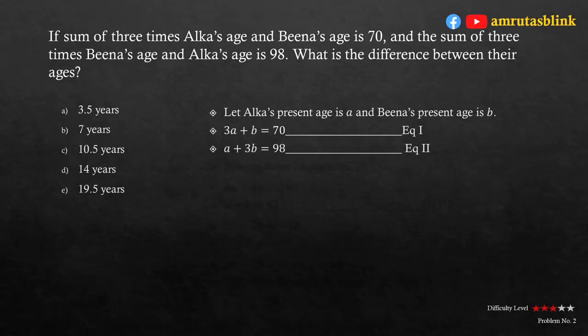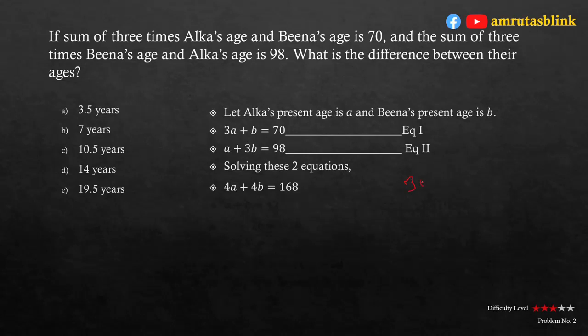So from the given information we will get two equations, that is 3A plus B is equal to 70 and A plus 3B is equal to 98. Now if we add both these equations, then we will get 3A plus A, that is 4A, B plus 3B, that is 4B, is equal to 70 plus 98.